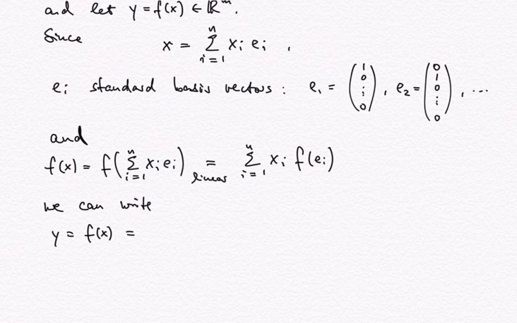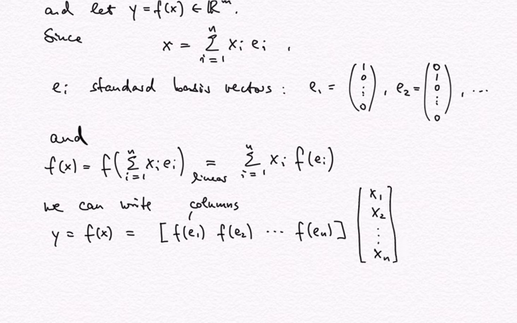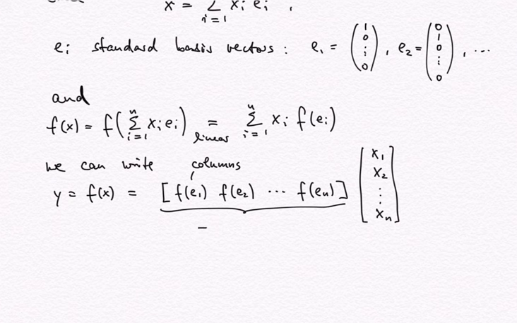What is the matrix and what is the vector? The matrix consists of the images of the standard basis in its columns. And the vector consists of the linear coefficients, so the entries in x. But the vector that consists of the entries in x, of course, is just x. Let's call this matrix A.